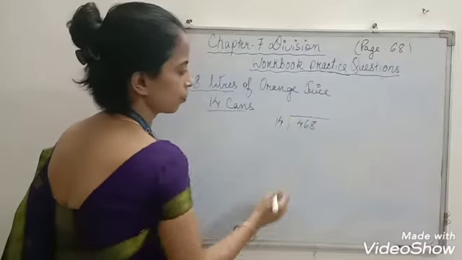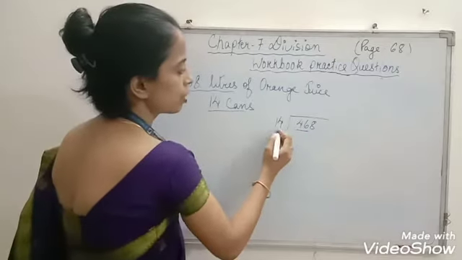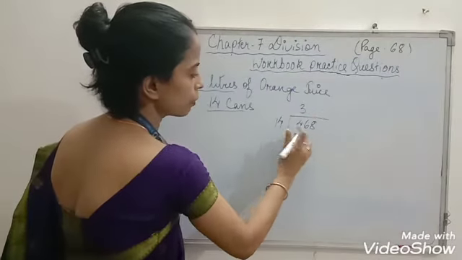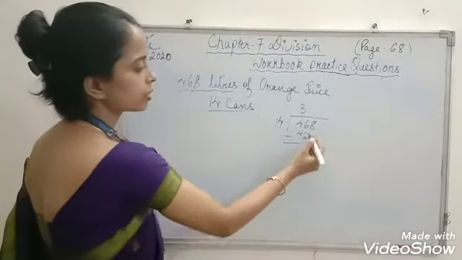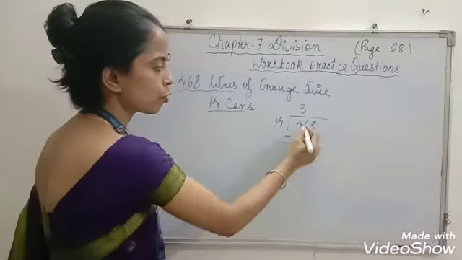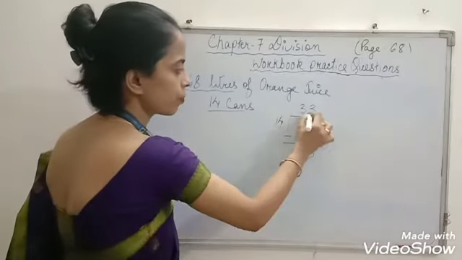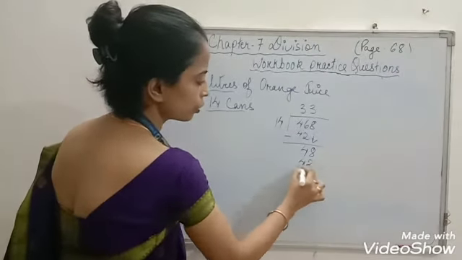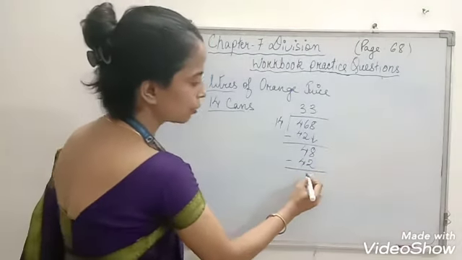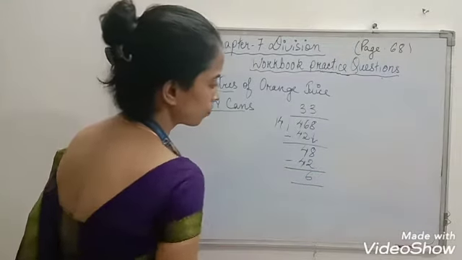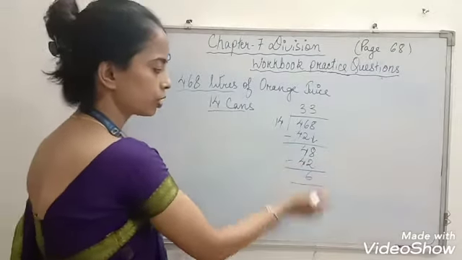468 divided by 14. Take 46, dividend 468. You take 46. 14 into 3, how much is coming, children? 42. It's less than 46. Subtract it. 6 minus 2, 4. 4 minus 4, 0. Bring down the next number, that is 48. Again, 14 into 3, 42. 8 minus 2, 6. Now, children, see here. 6 is less than 14, we cannot divide.